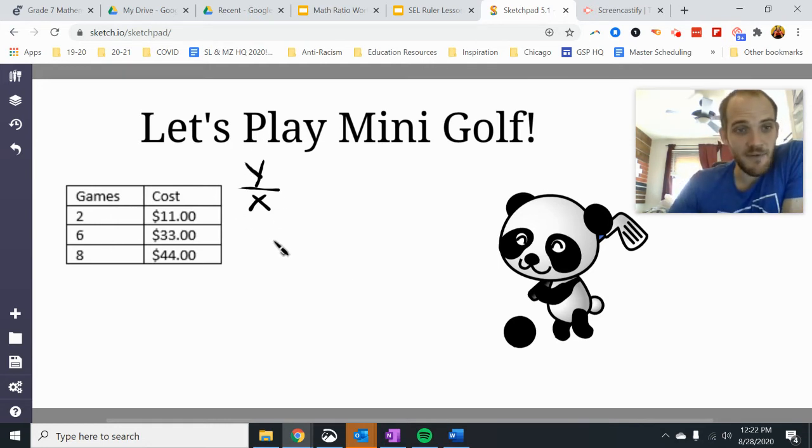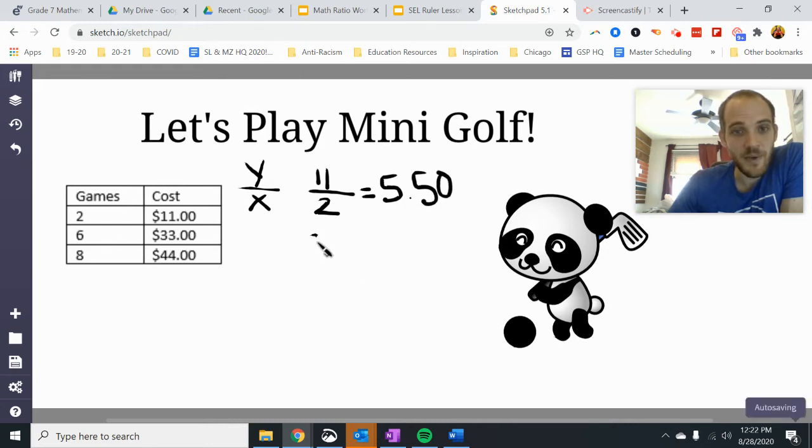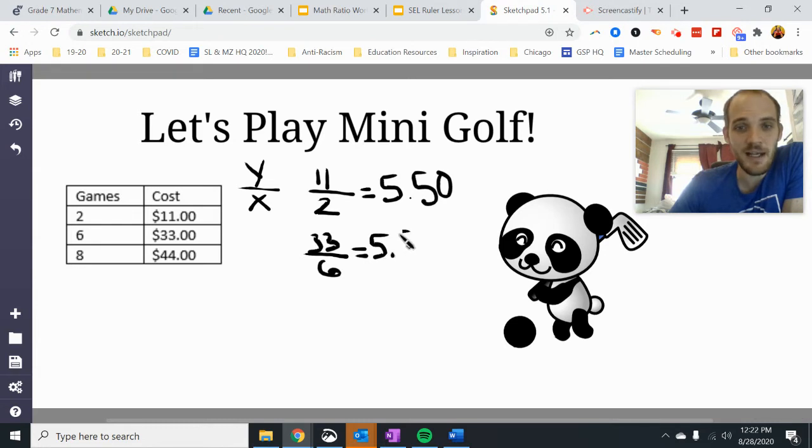So let's see. If I have $11 and that's for 2 games, then the cost per game there, you can use a calculator or do some mental math, would be $5.50. If I have $33 and that gets me 6 games, you can plug that into your calculator or you might be able to do the mental math. What is 33 divided by 6? $5.50! Yay!